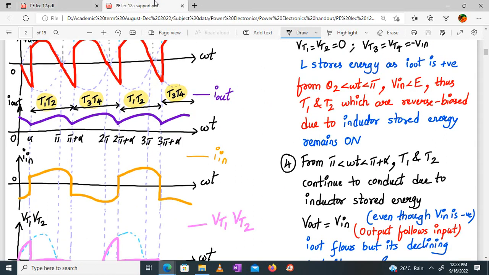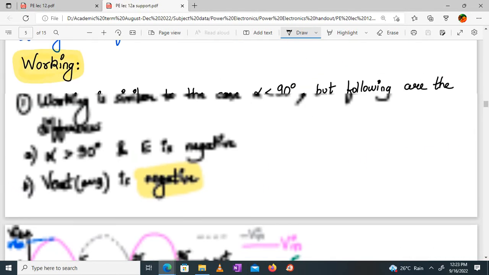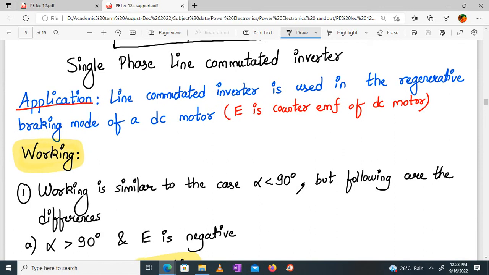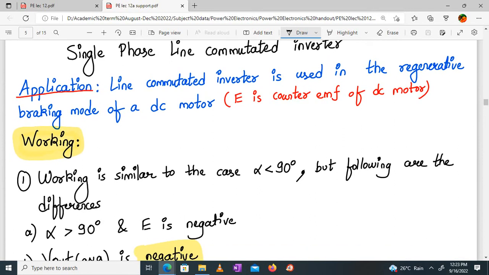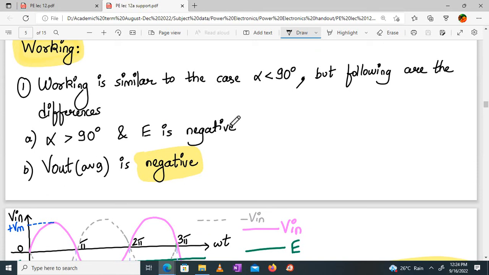Can we go on to this? Yeah, line commutated inverters are generally used in regenerative braking of a DC motor. You will learn about regenerative braking. You must have already heard about it. DC motors also require braking, where E is the counter EMF of the DC motor, right? See what is written: working is similar to the case alpha less than 90, but the following are the differences. Alpha greater than 90 or E negative.